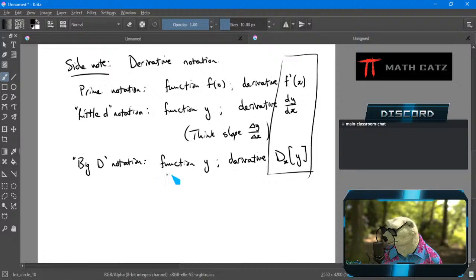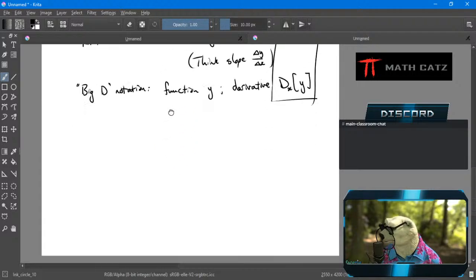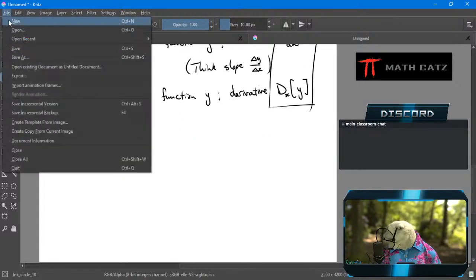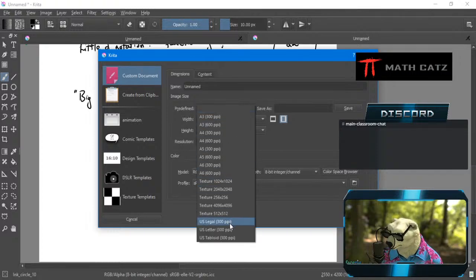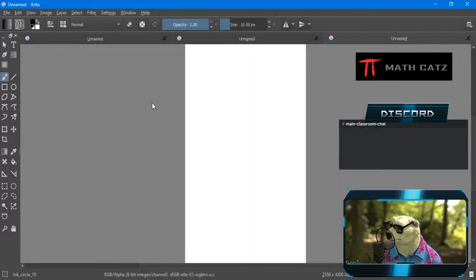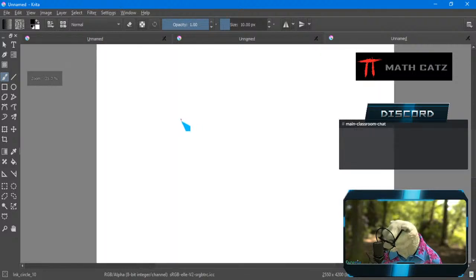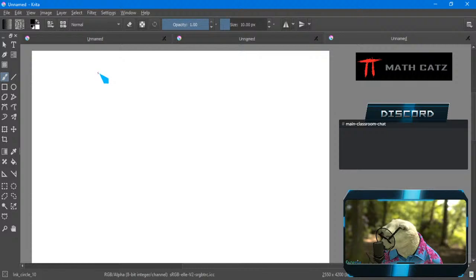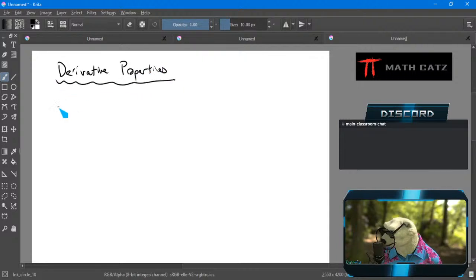Okay. So let's make a page, a new page, where we are just going to list all the properties that we know so far. And there's only one. Okay, so let's call this derivative properties. And I'm going to use my big D notation because I want to get used to it. And it doesn't get enough attention. It should get more attention.